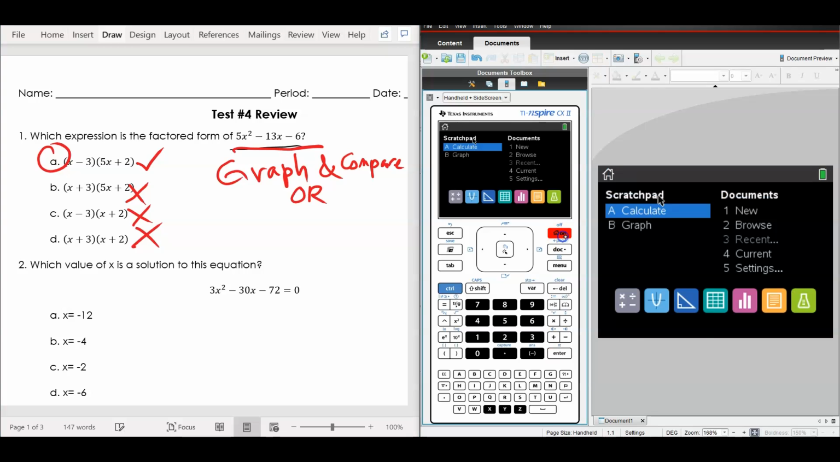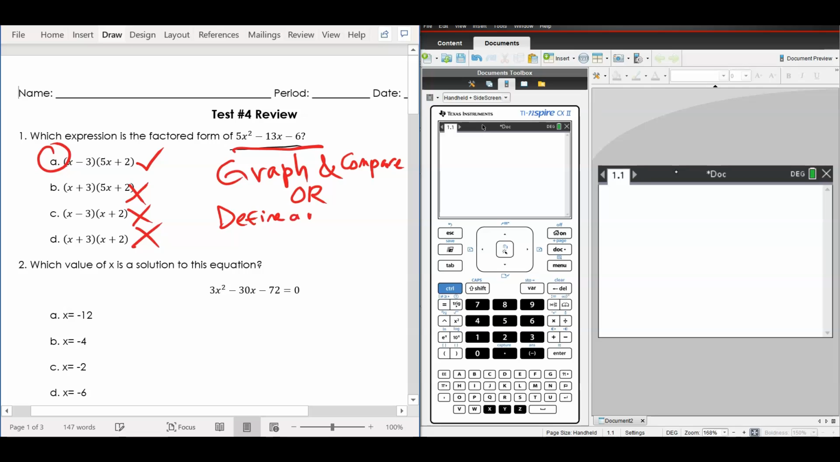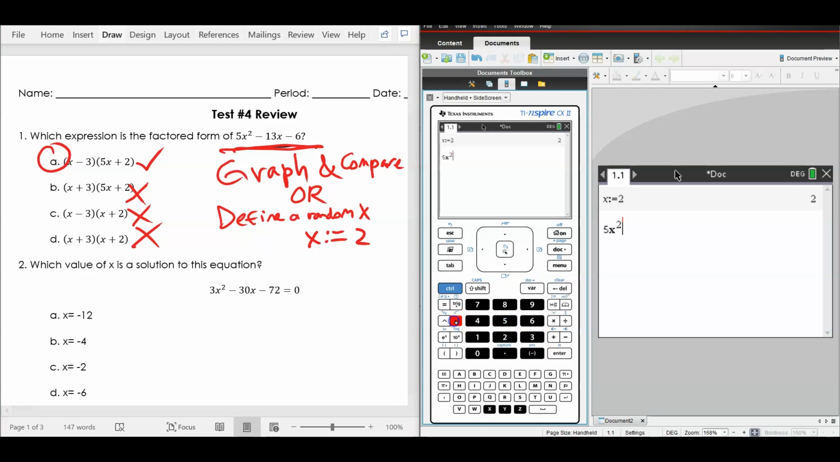Or if you go to the calculator, you can define x, a random x. And again, I've been doing 2. So x, control, template, next to the number 9 to the right of it, 2, enter. So you define x as 2 and then start typing in these answer choices. Or sorry, you type in the original expression, 5x squared minus 13x minus 6, enter. So I got negative 12. So the right answer should give me negative 12.